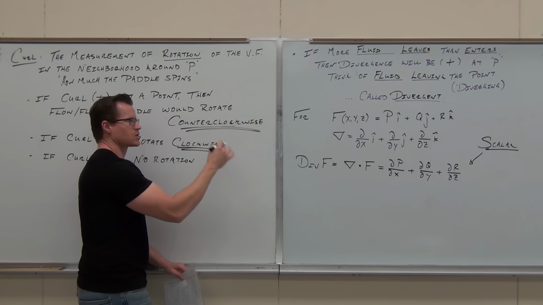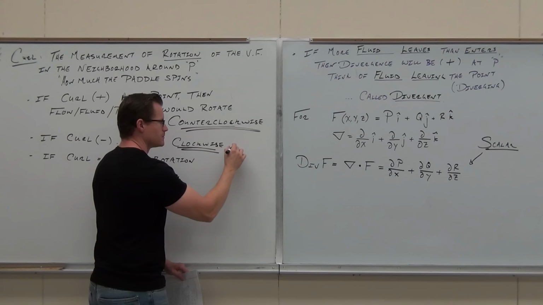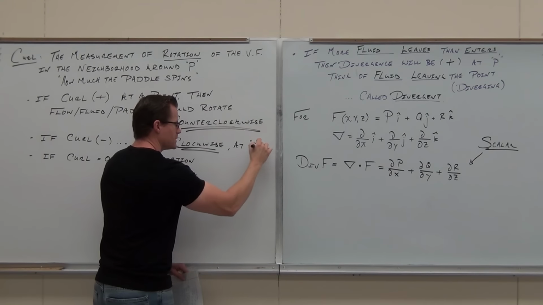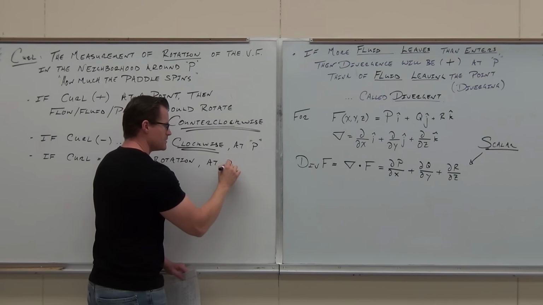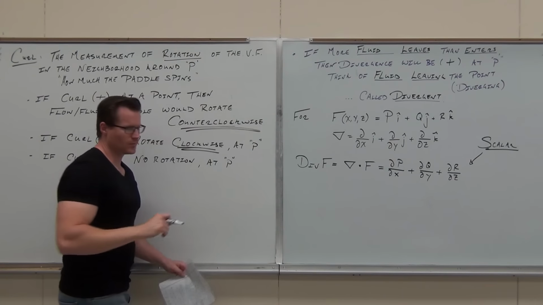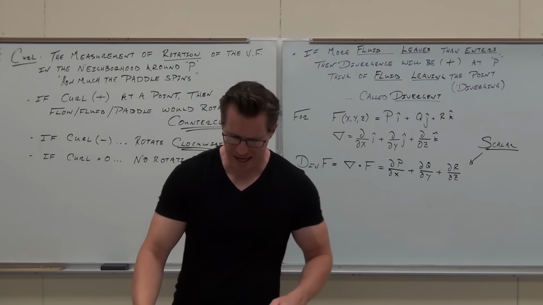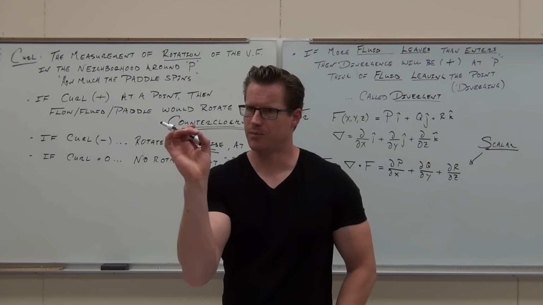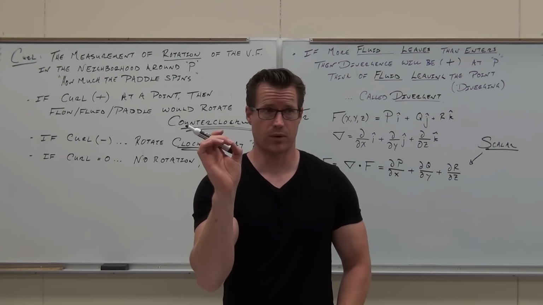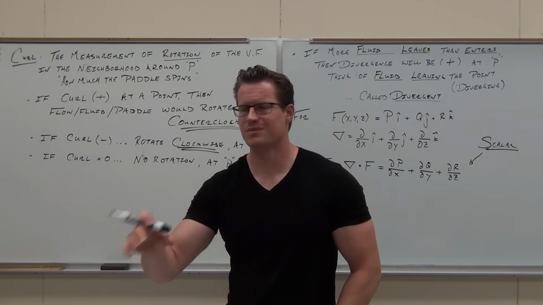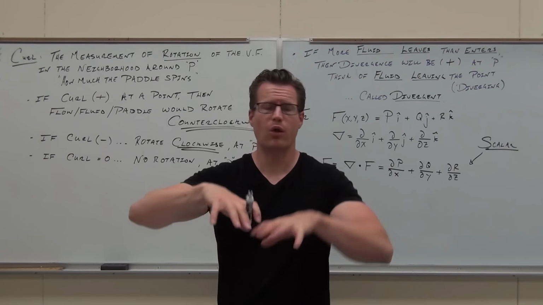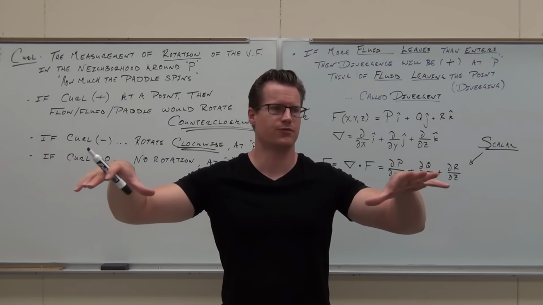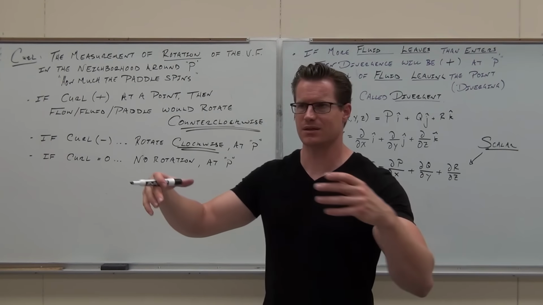And all of these things occur at the point. At P. The only one that has a special name is this last one. If we have no rotation at a point, if the curl is 0 at a point, we call that irrotational. It just means it's not rotating. If it happens at all the points of a vector field, then the whole entire vector field is called irrotational. You guys get the verbiage here?